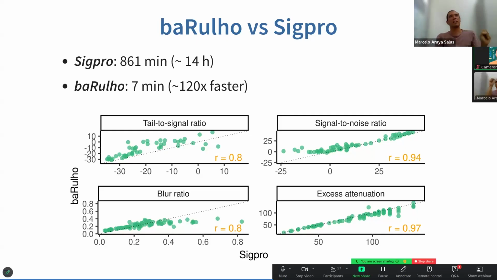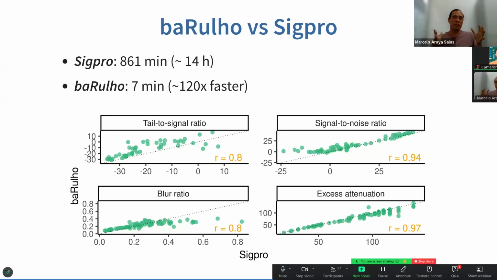And we took a subsample, I think 50 sounds, that we analyzed manually with SIGPRO, and it took us 861 minutes. Actually, this was my student Marcos. Thank you, Marcos, for doing this. He learned how to use the package, and then he ran the same analysis on SIGPRO, and then on the baRulho package. The same data set with baRulho took him 7 minutes. So it's like 120 times faster. Of course, you need to get familiar with all pieces of software, but I think it's realistic that it can go way faster with baRulho.